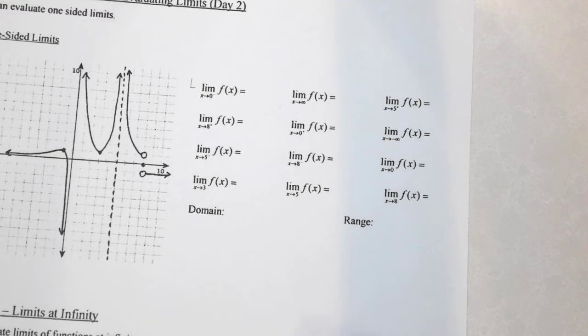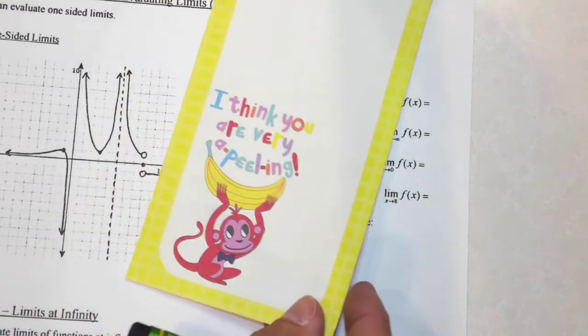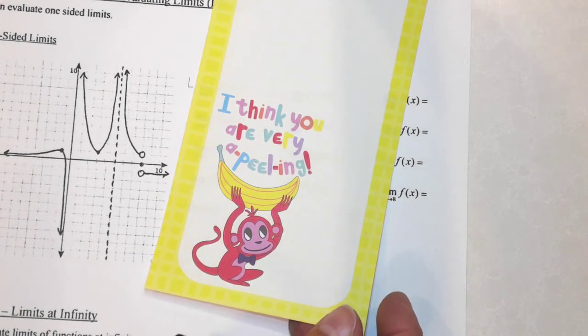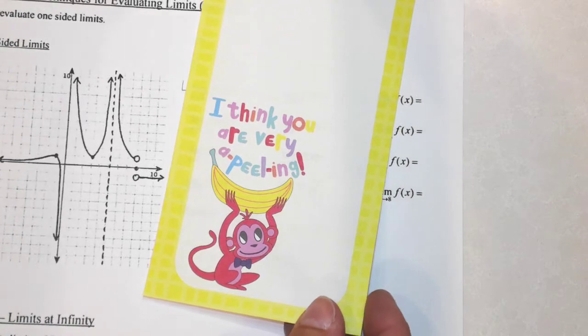I'm going to be using my little piece of paper to cover up one side. It says, I think you are very appealing. Get it? Because it's a banana. I mean, it's no bumblebee, but it's pretty cute.